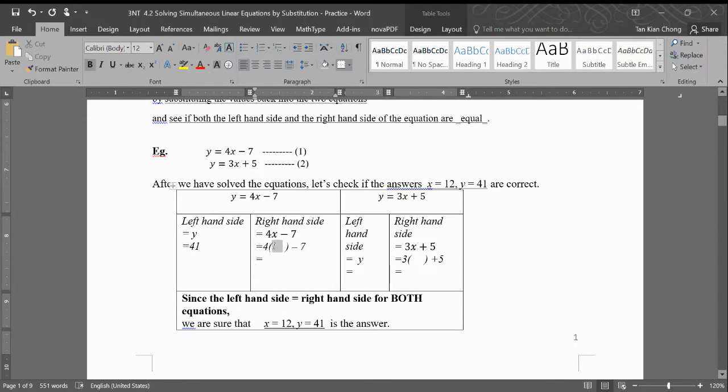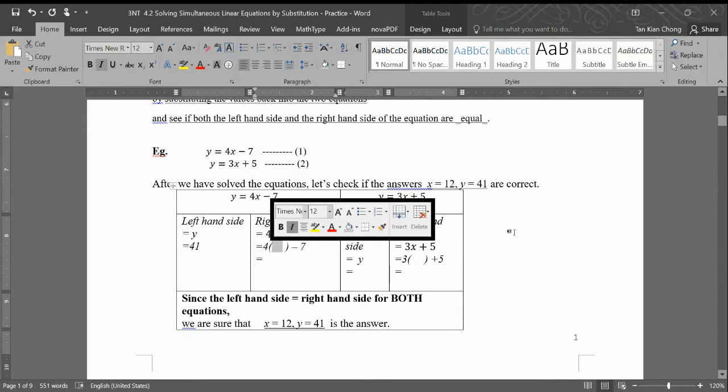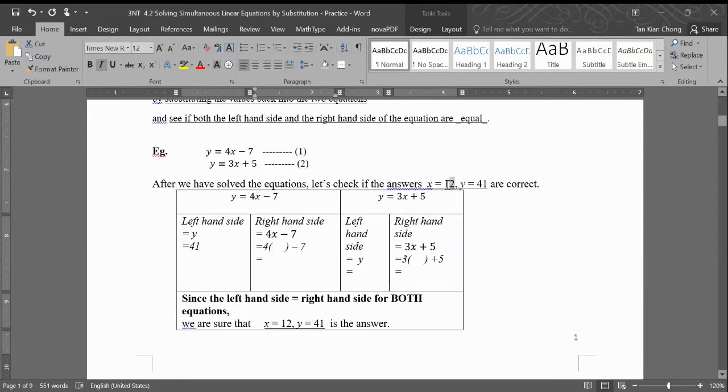Now, what should I write for the value of x? I'm going to try this, 12. I'm going to put the number 12 inside the bracket. Now, this is where you press your calculator and check: 4 times 12 minus 7. What is your answer?